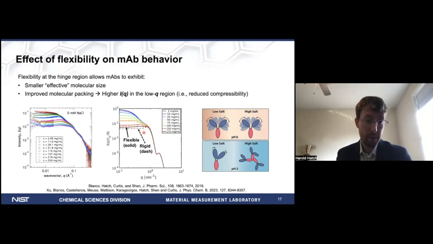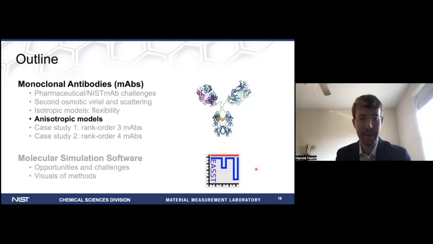So these were some of the first models that looked at flexibility in the hinge, whereas some of the previous coarse-grained models just assumed the antibodies were rigid. However, we didn't include anything more than excluded volume interactions, so we're not able to capture effects of the solution like salt concentration or pH or specific patchy interactions that may lead to some interesting clustering behavior that our experimental collaborators have observed. So we're looking to really improve on these models. So that is the anisotropic models that I'm going to show you today.